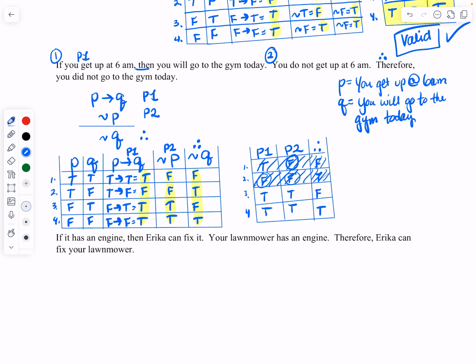In row 3, I'm okay because I have true, true for premises 1 and premises 2. So we're going to keep that. So far, so good. But we have to look at the conclusion. And row 4 is the same thing. Okay. So row 4 is fine because I have true premises with a true conclusion. However, in row number 3, I have 2 true premises with a false conclusion.